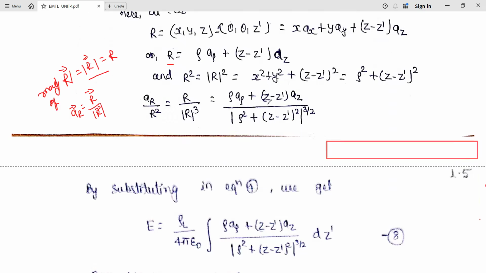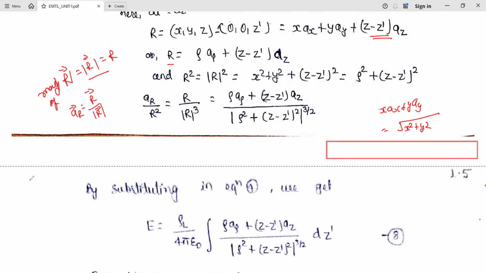And finally, we already have z minus z dash az here, from this part. Whenever we have ax plus y in general, the magnitude will be the square root of x square plus y square. That concept is used here, so that's why the magnitude is written as rho square plus z minus z dash whole square, and overall it is a square root. So that is 1 by 2, and it is the cube, so that is 3 by 2.